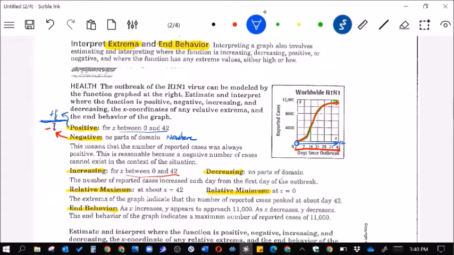The decreasing, nowhere. No parts of the domain or nowhere. Nowhere is good enough for this. Okay. And if you had to interpret it, think about what this means to interpret it.